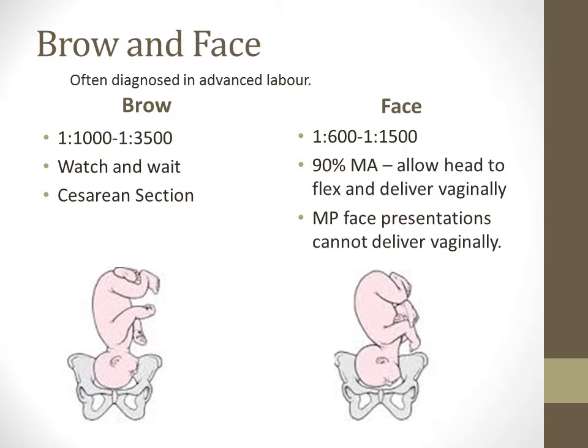Face presentation occurs when there is a complete extension of the head. The orbital ridges, nose, malar eminences, mentum, gum and mouth can be distinguished on VE. The presenting diameter is approximately 9.5 centimetres, allowing vaginal delivery by flexing over the perineum as long as the chin is anterior. If the chin is posterior, vaginal delivery is impossible, as delivery by extension would be required and the head is already maximally extended. Therefore, caesarean section is indicated.